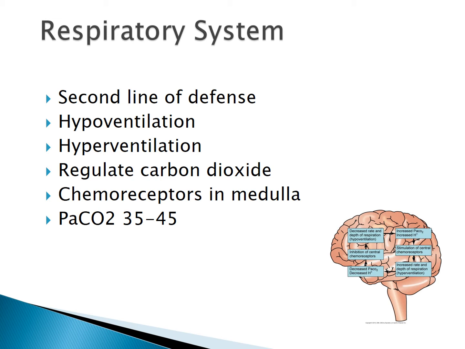To assess your ventilation, you want to look at your PaCO2. And the normal is 35 to 45 millimeters of mercury. And if this seems a little bit confusing, please don't worry. We're going to go into more depth throughout this lecture.